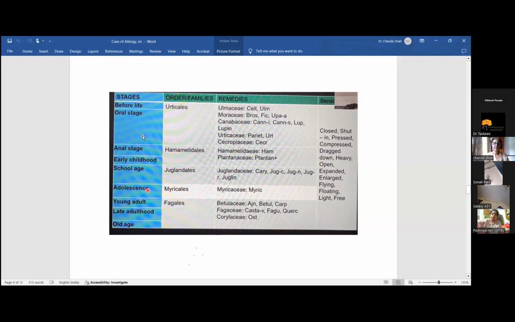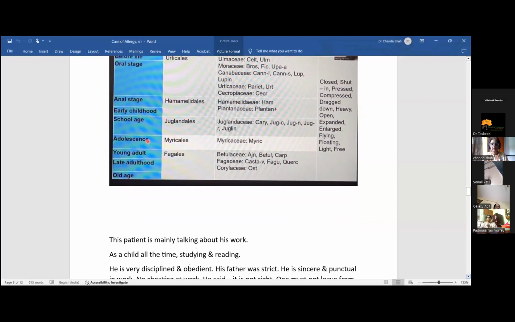Now which age does this patient belong to? Anyone can say which age? School age. Bindu, you are right. It is school age. Anyone else? Okay, let us confirm it.